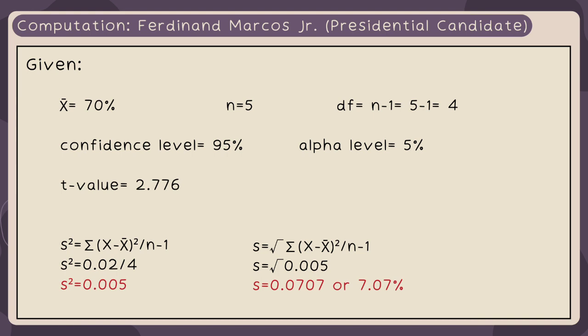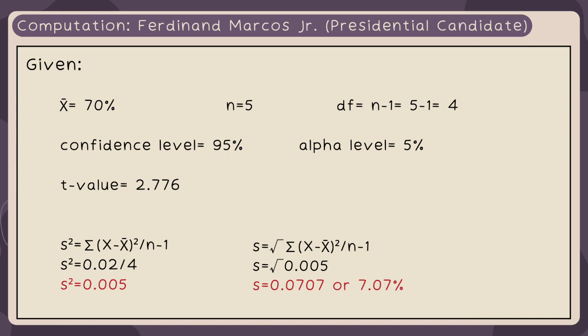T-value of 2.776 on the t-table. The intersection of sample size 5 and confidence level 95% is 2.776. We can then solve for the sample standard deviation, or the S, which is needed for the next computation. To do so, we need to square the summation of the last column in decimal form and divide it by df, which is 4, which would give us 0.005.